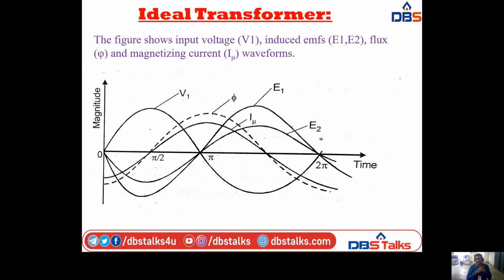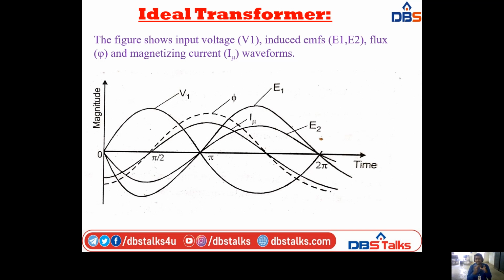And lastly we are taking the magnetizing current. The magnetizing current also starts from the negative side, touches the positive side and then goes to the negative side. It is not a completely sine wave, it is like a normal wave. Next we have a dotted line waveform, and that dotted line waveform represents the flux. This is also a sine wave.